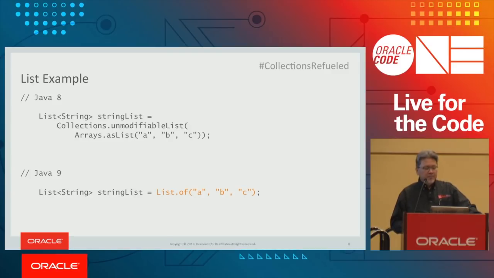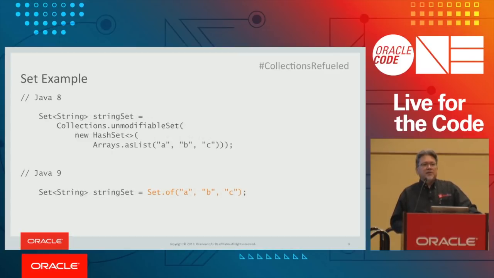Now in Java 9, you can just say List.of(A, B, C). And of course, now that I'm looking at this, I should have said for Java 10, you can say var stringList equals List.of(A, B, C). But that's not what this talk is about. Anyway, you can see that's much easier, more convenient, and more concise than creating an unmodifiable list the old way.